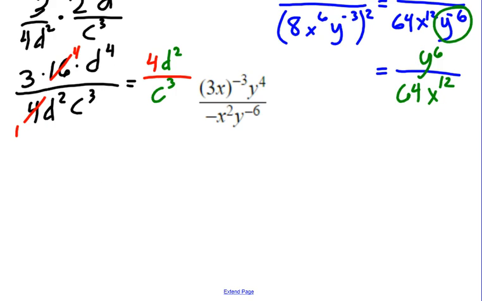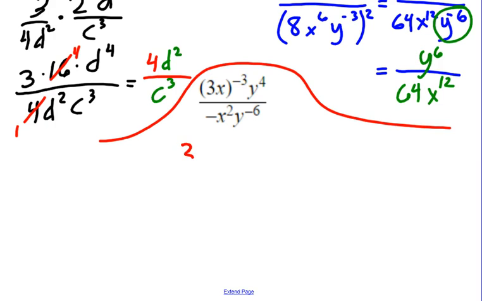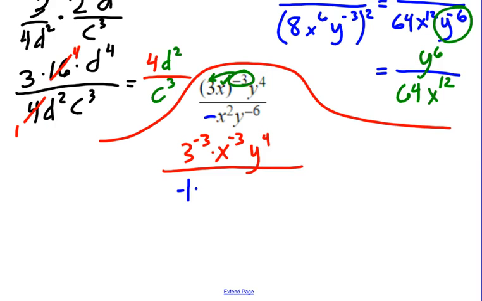And now the last one looks big and scary and ew. We can handle it, guys. Don't sweat. So, I see parentheses with an exponent, so we deal with that first. 3 to the negative 3rd times x to the negative 3rd, y to the 4th, over. So I took this negative 3 here, and I applied it to both things in the parentheses. And then on the bottom, that negative right here, that's really negative 1 times x squared y to the negative 6.